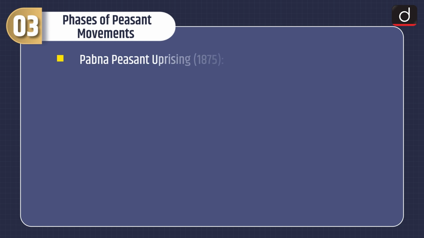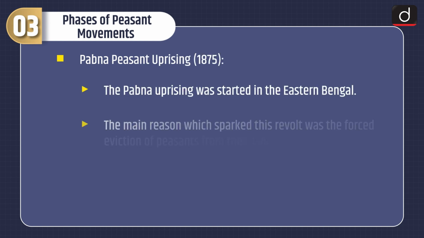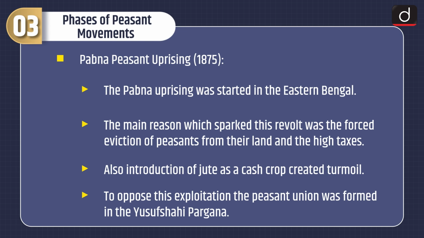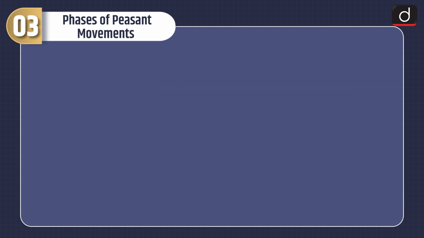Next is the Pabna Peasant Uprising, 1875. The Pabna uprising started in eastern Bengal. The main reason which sparked this revolt was the forced eviction of peasants from their land and the high taxes. Also, the introduction of jute as a cash crop created turmoil. To oppose this exploitation, the Peasant Union was formed in the Yusuf Shahi Pargana.